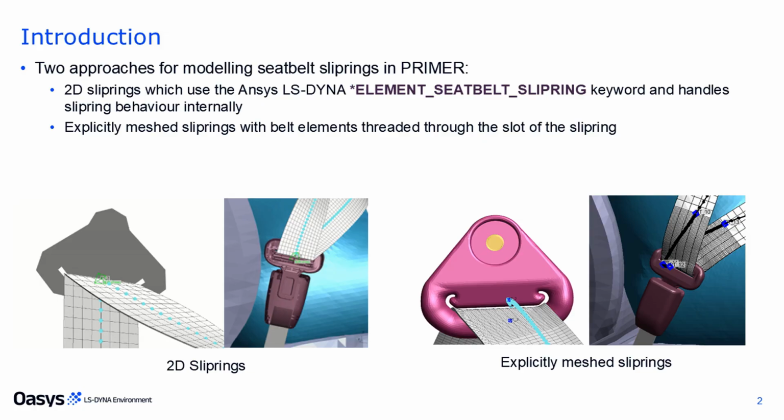Primer provides two approaches for modeling seatbelt slip rings: a 2D slip ring representation using the ANSYS LS-DYNA element seatbelt slip ring keyword, which handles slip ring behavior internally, and an explicitly meshed slip ring, where the belt elements are threaded through the slip ring slot, resulting in a more realistic representation.